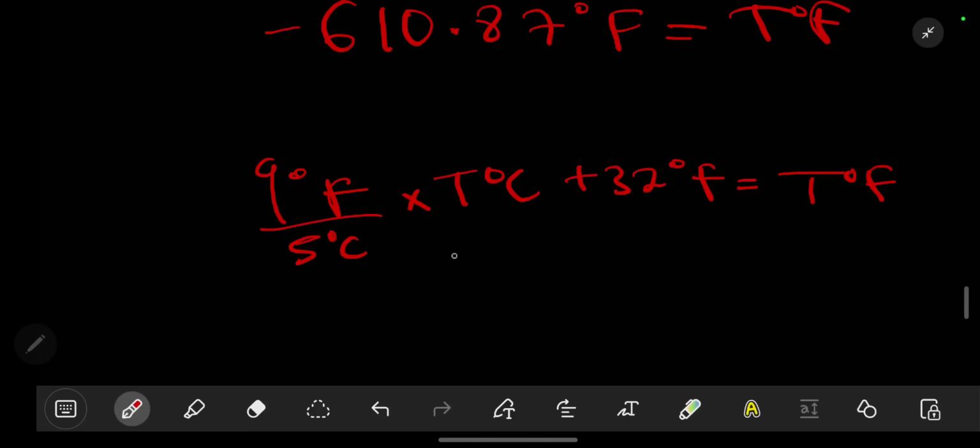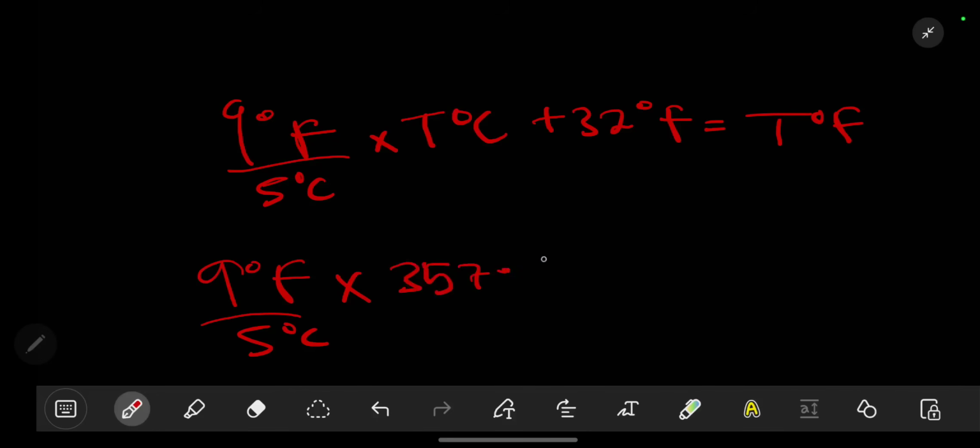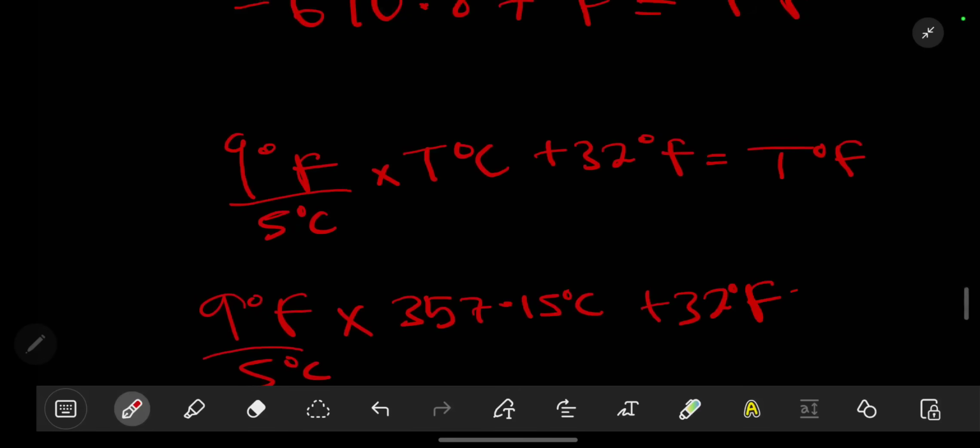So if you're good with the direct method, alternatively, this is the other, when TF is made the subject of a formula, which you can just replace. So this will give us 9 degrees Fahrenheit over 5 degrees Celsius, times the temperature in degrees Celsius, which we found to be negative 357.15 degrees Celsius. Then we have plus 32 degrees Fahrenheit, which should be equal to the temperature in degrees Fahrenheit.